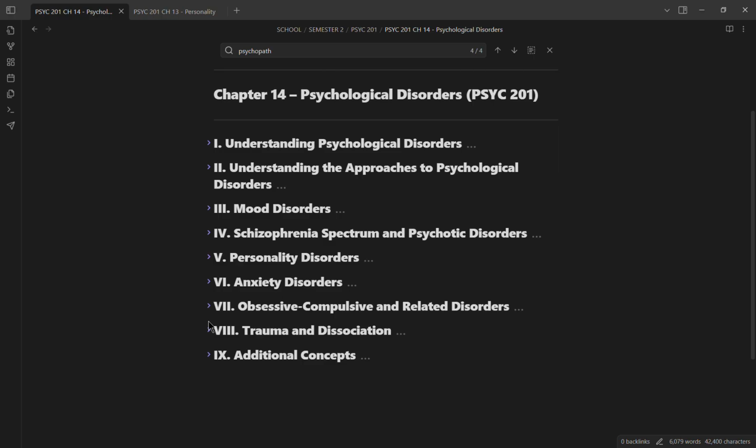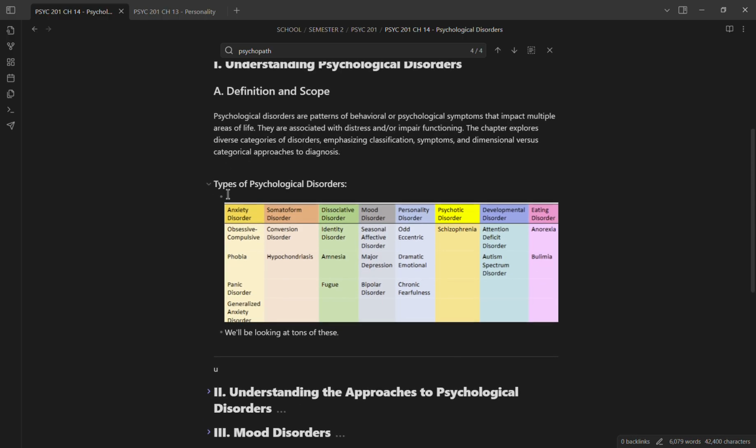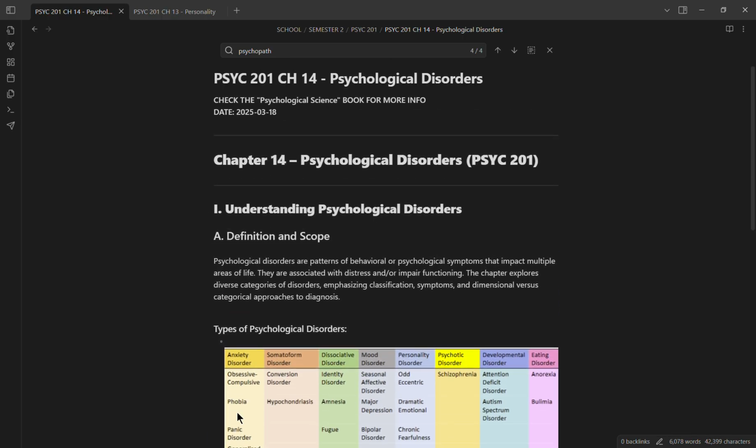But just like last time, because there's so much content to cover here, we're going to split this into a handful of sections as opposed to going through everything one after another, right? So we'll look at understanding psychological disorders, understanding the approaches to psychological disorders, mood disorders, the schizophrenia spectrum and psychotic disorders, personality disorders, anxiety disorders, obsessive compulsive and related disorders, trauma and dissociative disorders, and a couple of additional concepts. Okay, so first and foremost, understanding psychological disorders, right?